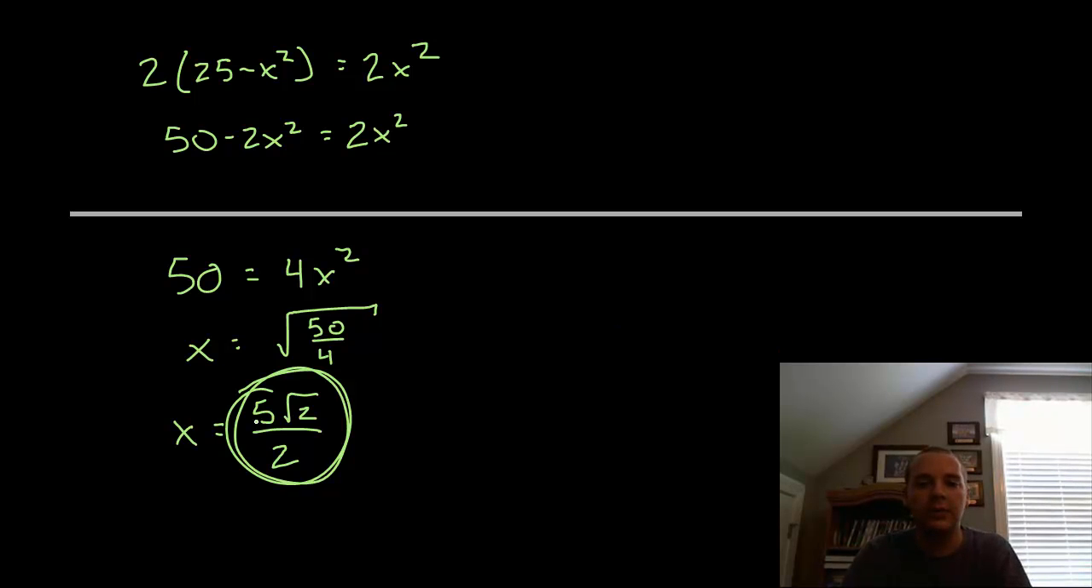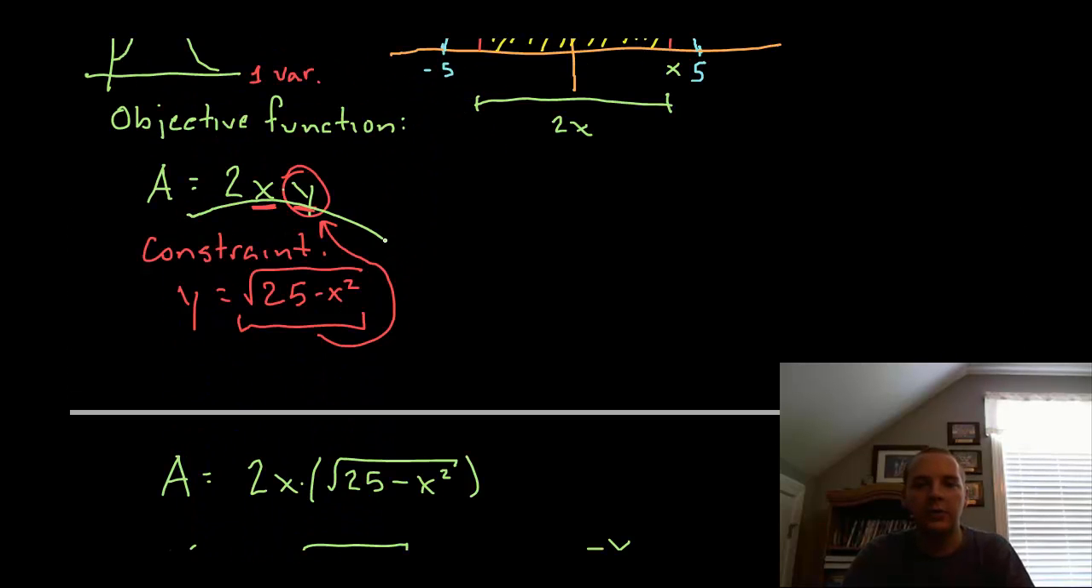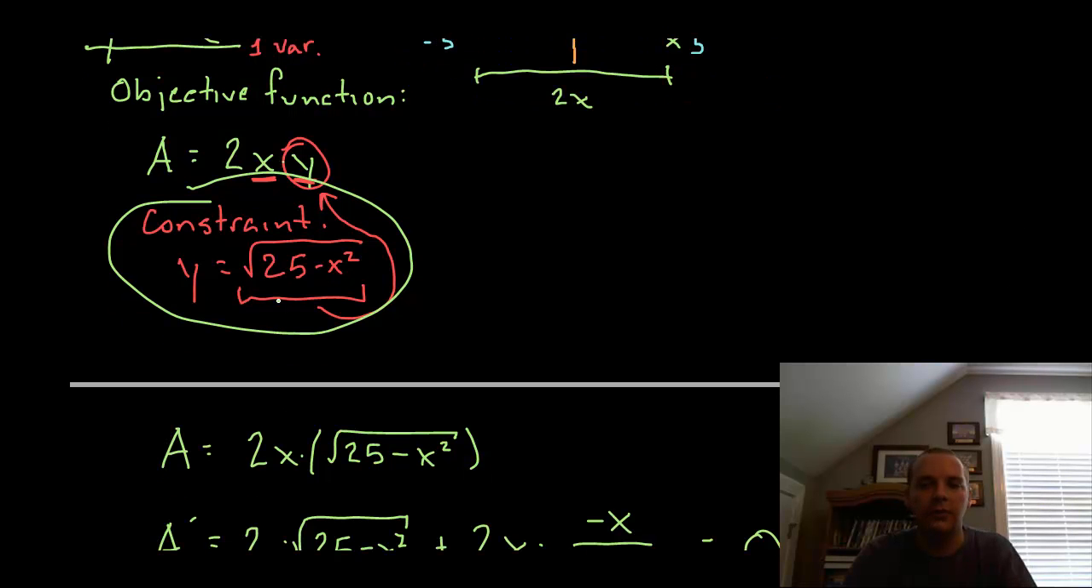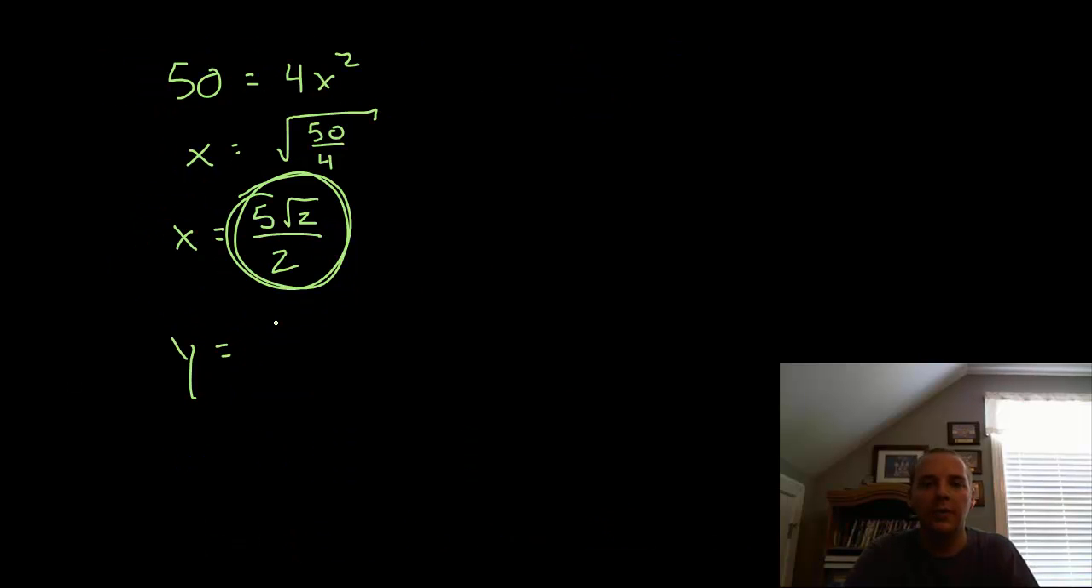Now after this, you have to go back and find the equivalent y value. Now we're going to use the constraint to do this, because if you know the x, then the y will follow. And it turns out if you plug in 5 root 2 over 2 for x, then the y value turns out to be 5 root 2 over 2 as well. So here's your x, y coordinate for the optimal solution.